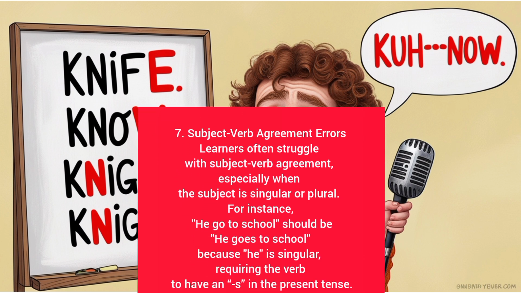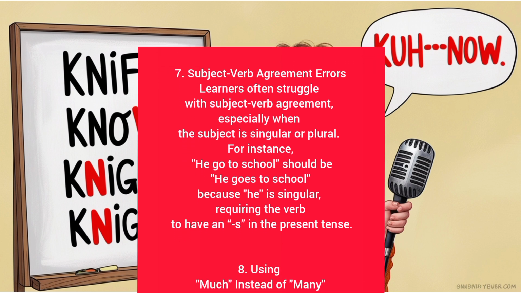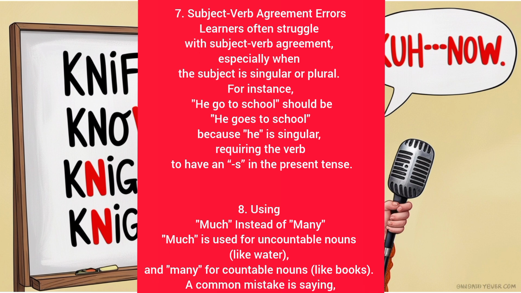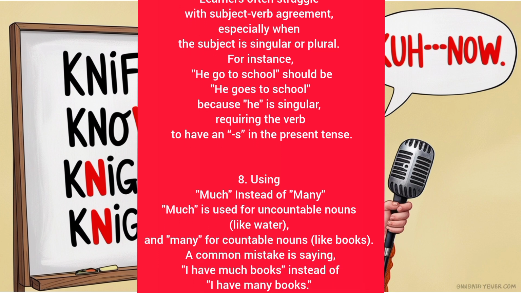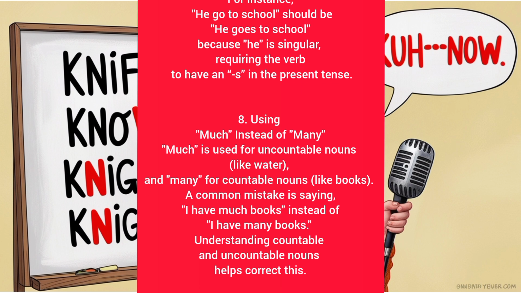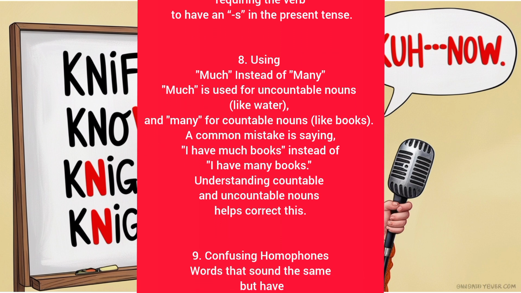Number eight, using much instead of many. Much is used for uncountable nouns like water and many for countable nouns like books. A common mistake is saying I have much books instead of I have many books. Understanding countable and uncountable nouns helps correct this.